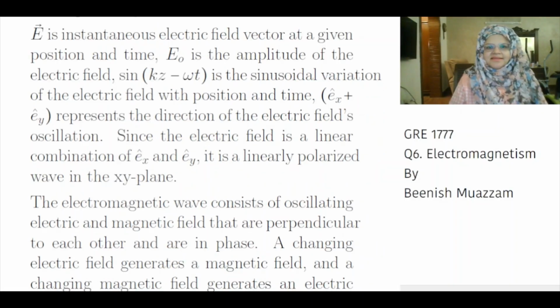Vector E is the instantaneous electric field vector at a given position and time. E0 is the amplitude of the electric field. sin(kz − ωt) is the sinusoidal variation of electric field with position and time. Bracket x̂ + ŷ represents the direction of electric field's oscillation. Since the electric field is a linear combination of x̂ and ŷ, it is a linearly polarized wave in the xy plane.